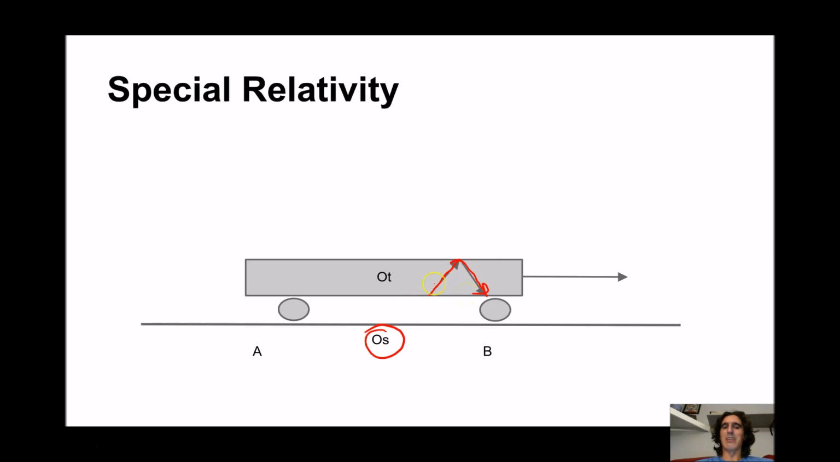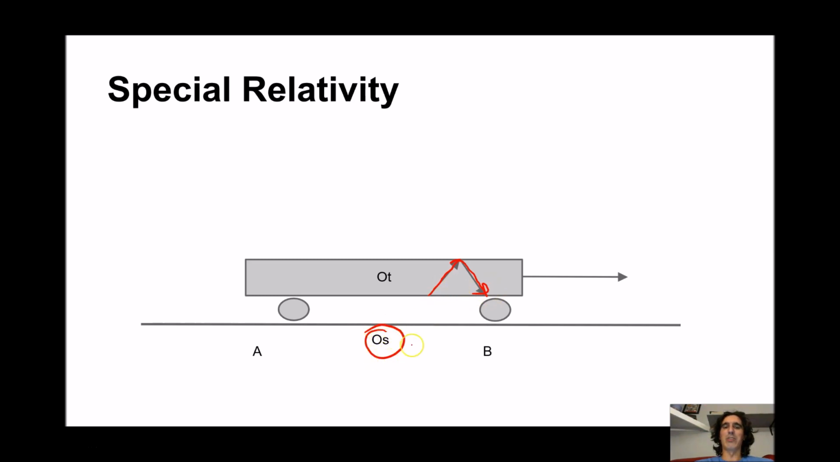Which means if it takes a longer path, then it's going to take a longer time for the clock to tick. So if it ticks every going up and down, the tick is going to be longer. So the tick-tock will take longer to go up and down because it's moving sideways.